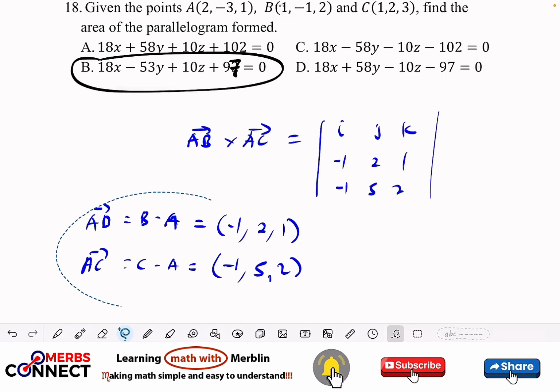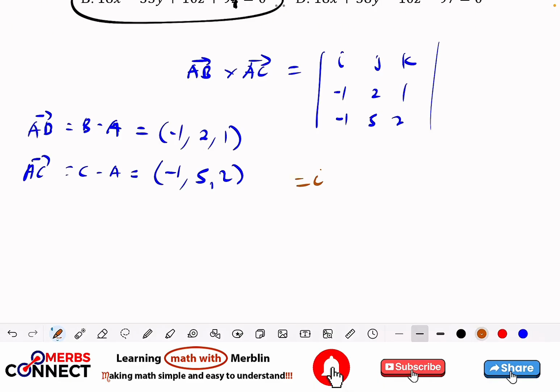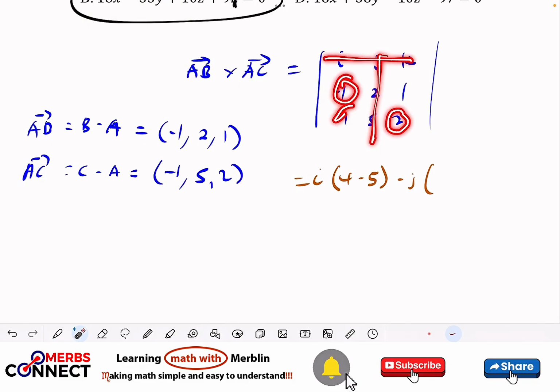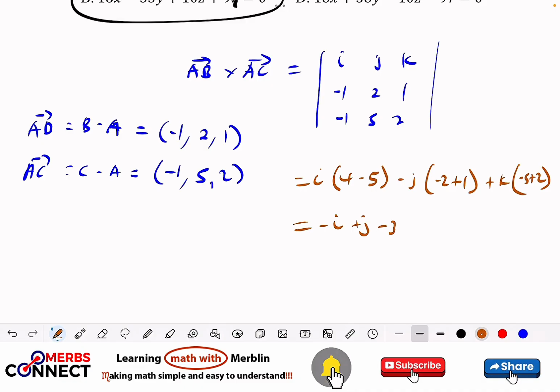So now let's see what we are going to get from here. Now this is going to give us I. Cancel this and this. 4, 5. So 4 minus 5. Minus J. Cancel this and this. Minus 2 plus 1. Minus 2 plus 1. Plus K. This and this. Minus 5 plus 2. Good. So this is going to be minus I plus J minus 3K.